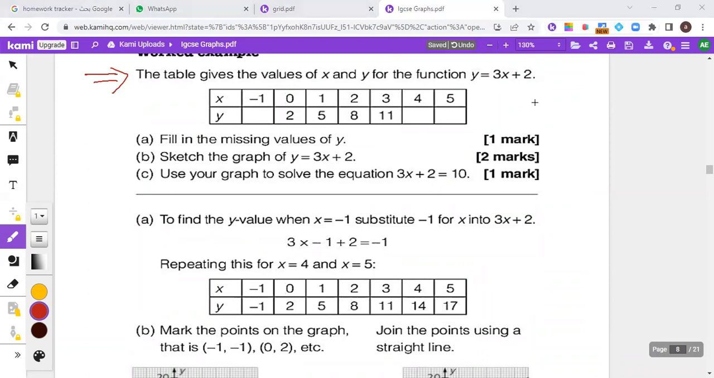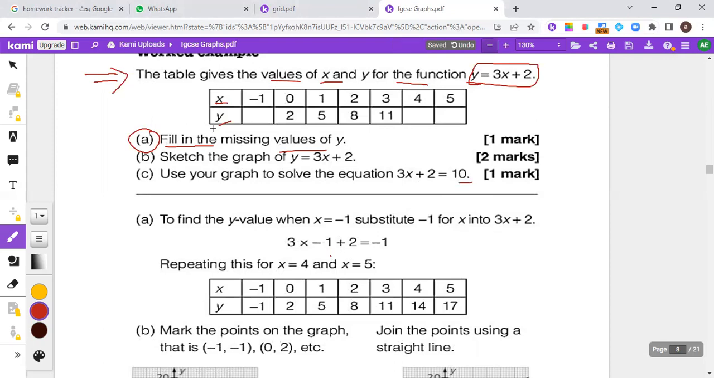The table gives the values of x and y for the function y equals 3x plus 2. Please sketch the graph of y equals 3x plus 2. First, use your graph to solve the missing values. Then solve the equation 3x plus 2 equals 10.